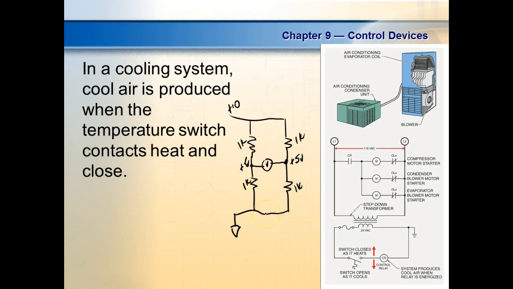Reference to common, I'd have plus 5 volts there. So what would my meter measure? Got plus 5 volts on this side, I got plus 5 volts on that side. What would my meter measure? So what's the difference in potential between plus 5 and plus 5?